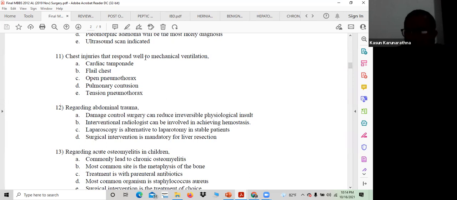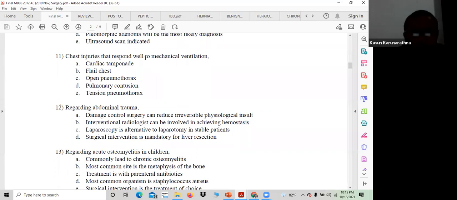There's an isolated part. Flail chest means two or more ribs fractured in two positions, and there is an independent part of the chest wall which moves paradoxically when you compare it with the rest of the chest wall. When the rest of the chest wall moves outwards, it goes in. When it goes outwards, the rest of the chest wall relaxes, right?